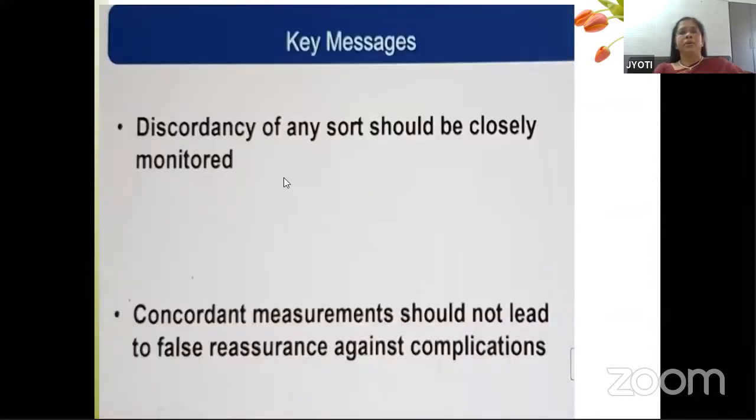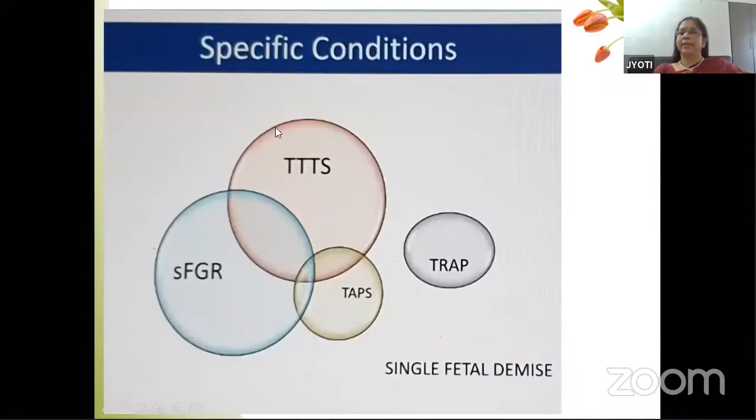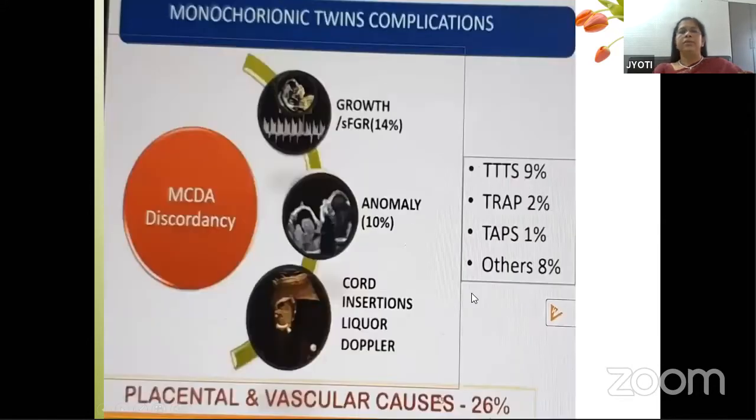So when you find such discordancy and everything is okay, you should not be assured. You should always look for complication. Now coming to specific conditions, you see these bubbles. Here you see TTTS, SFGR. That means these 2 are the main problems which develop in monochorionic twins. Others are less. So here you see growth discordancy can be seen in 14%. TTTS can be seen in 9%. Anomalies 10%. Placental vascular 26%. So these are the 2 things where we can do something about these fetuses.